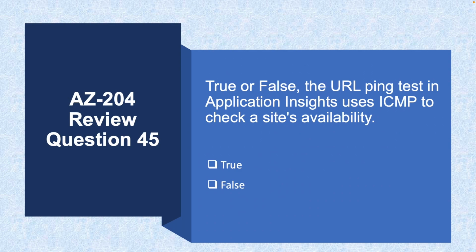Question number 45. True or false? The URL ping test in Application Insights uses ICMP to check a site's availability. The statement is wrong, so the answer is false. The test is not making any use of ICMP to check your site's availability. Instead, Application Insights uses more advanced HTTP request functionality to validate whether an endpoint is responding.